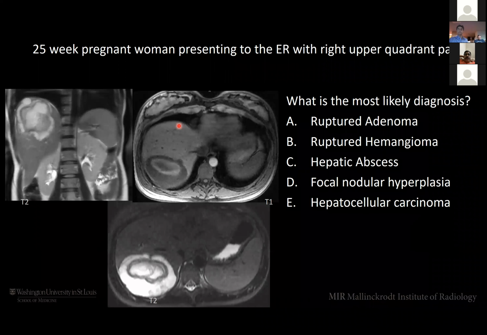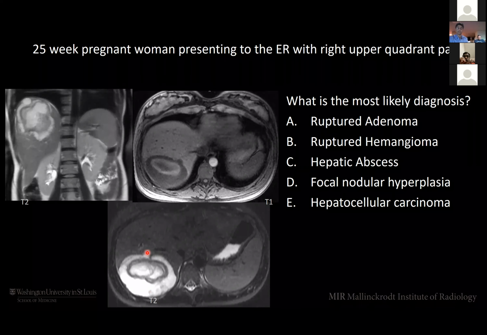All right, let's shift gears a little bit into a few cases. So here is a 25-week pregnant woman presenting to the emergency room with right upper quadrant pain. Take a look at this. On the top left coronal, you have a coronal HASTE, or single shot fast spin echo sequence. You have an in-phase sequence right here, and an out-of-phase, and the T2 weighted sequence right here.